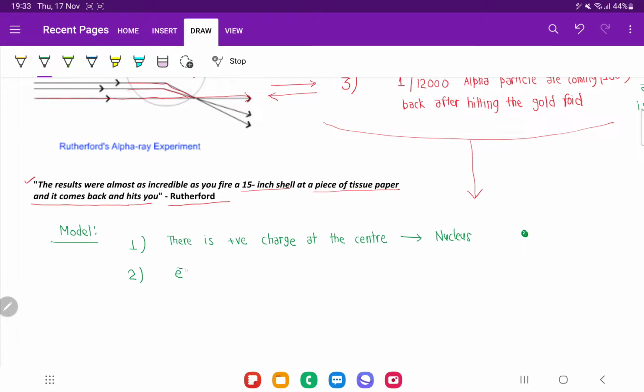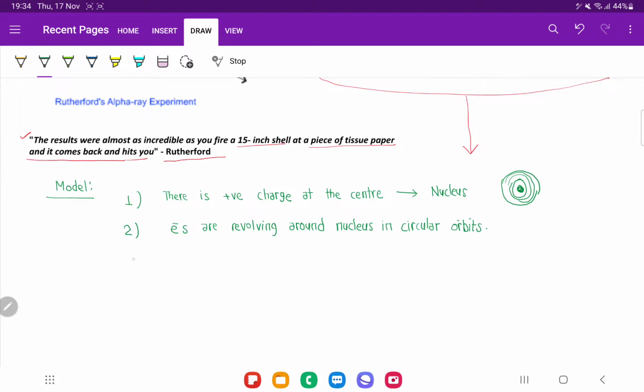Second, suppose this is the atom, he found that the electrons are revolving around the nucleus in circular orbits. And the third point was that the size of the nucleus is very small as compared to the size of the atom. So these are the 3 points of his model. Okay, Rutherford model. Clear? Okay, so what happened?